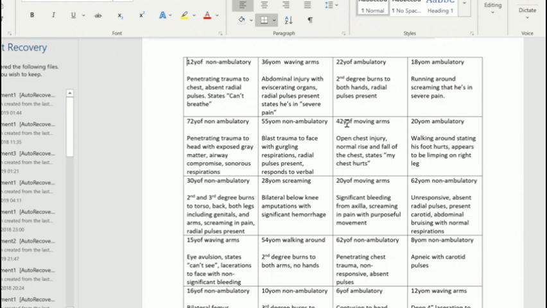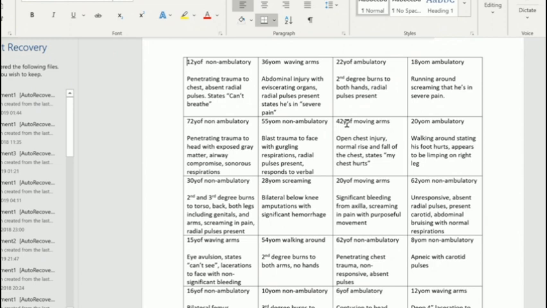And I have a 22-year-old female who's ambulatory. Second degree burns to both hands with radial pulses. Red. Next one. Green. And what about black, or the next one? Second row, first one. Yeah, you can gray tag him. You can black tag him. Either one works. Next one. Red.